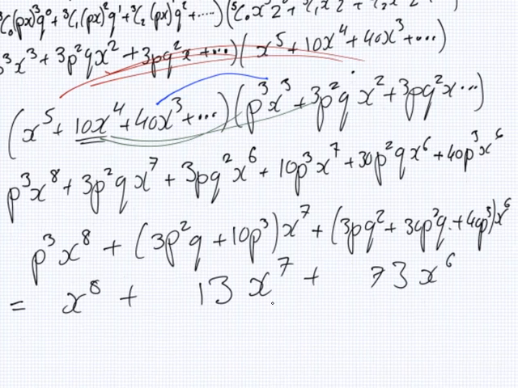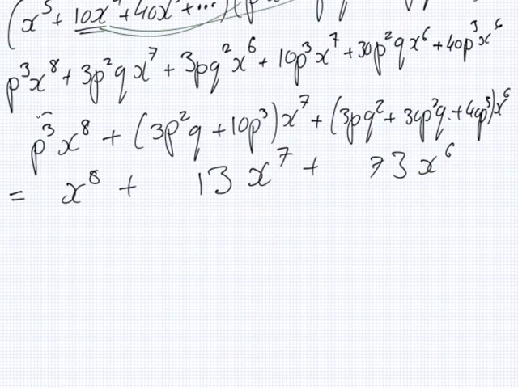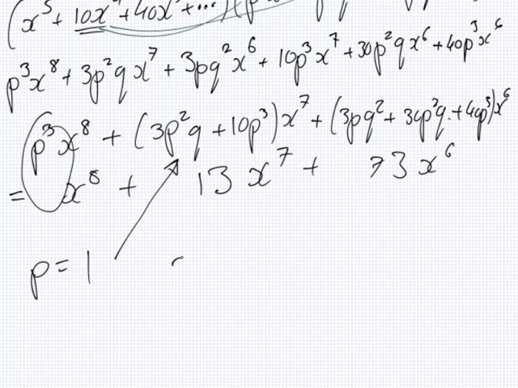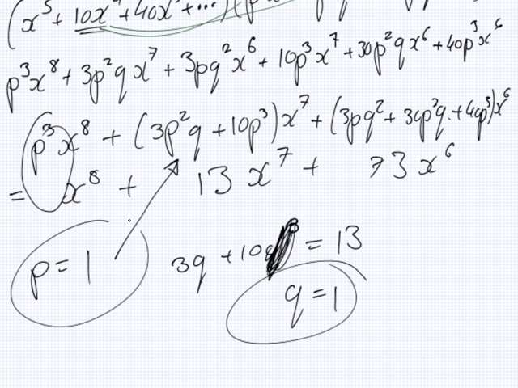Okay. So, if you look at these, what do you get for p? 1. Yeah, 1. So, if p is 1, then if you put that in here, you get 3q plus 10q, 10 equals 13. So then this means q equals 1. Right, all that work for p equals q equals 1.